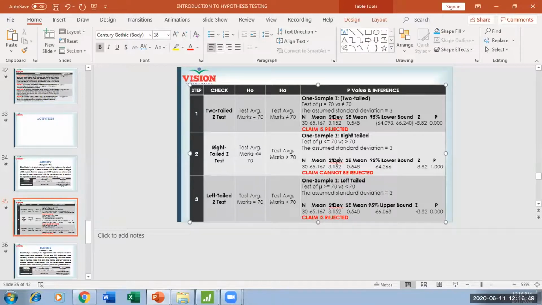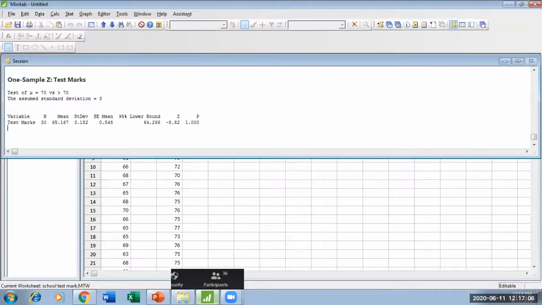That is what the second test says. Now the third option, which is the left-tailed test. Maybe now the parents are claiming. What the parents claim comes in the alternate: your mark is less than 70. Right? So let me just conduct the left-tailed test.